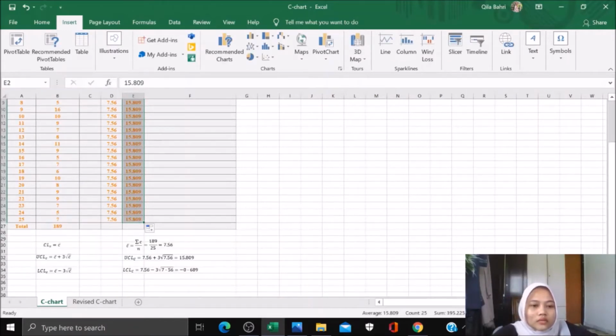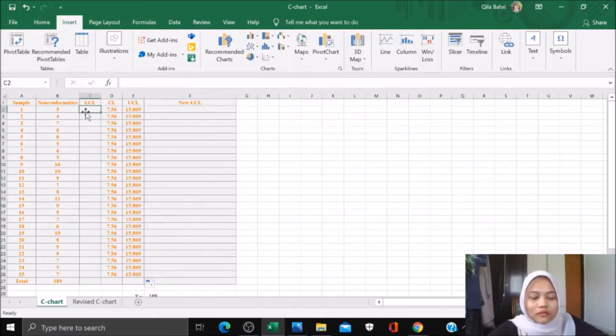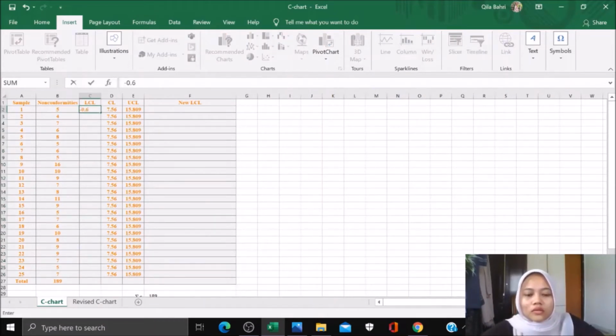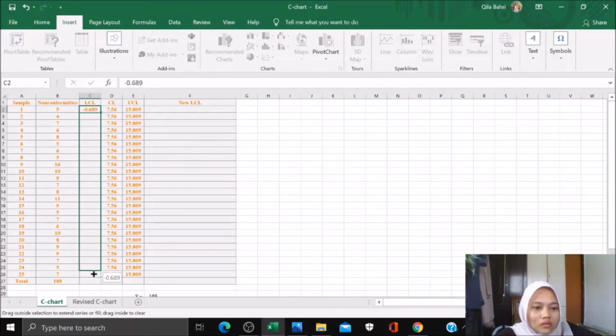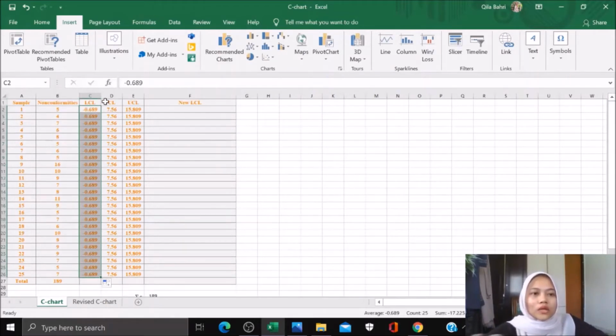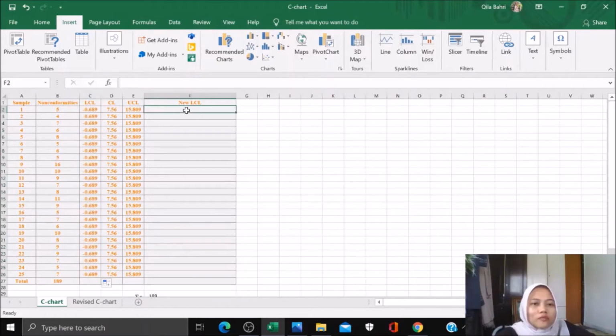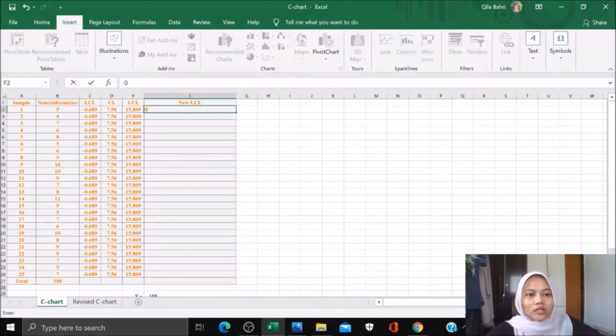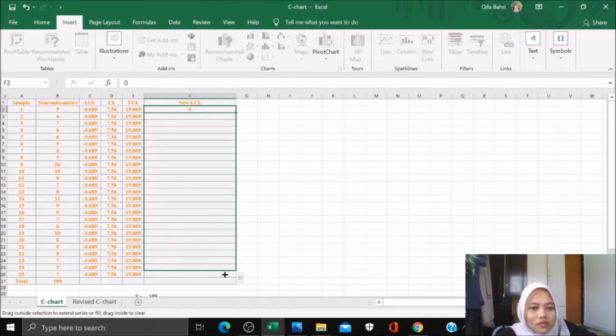And also this one. After we calculate LCL, we get negative 0.689. Okay, yes, so we drag it. So after we get this negative 0.689, we assume the new LCL is equal to 0, because LCL cannot be less than 0. So drag this so we can get it.